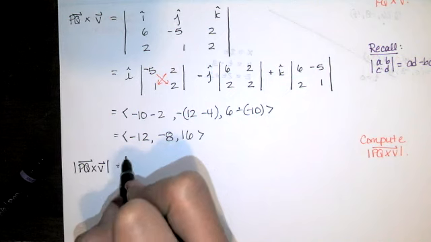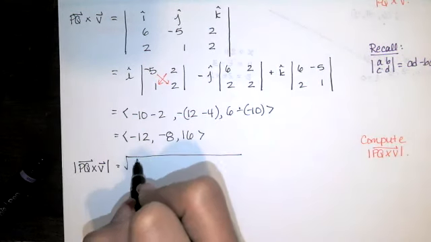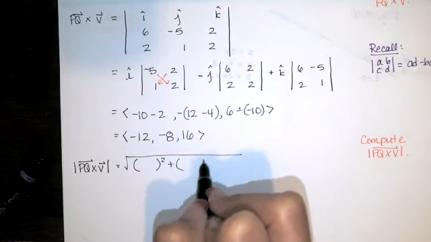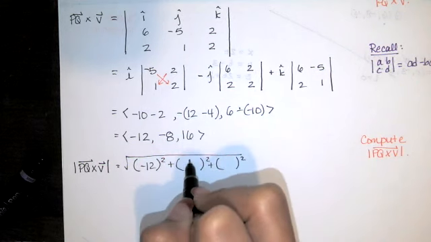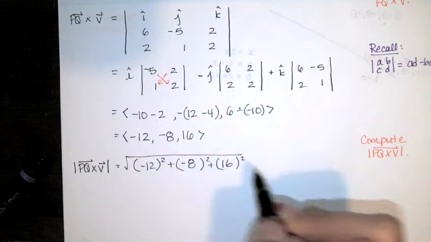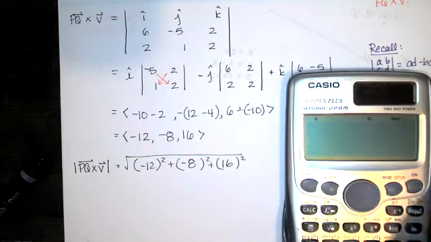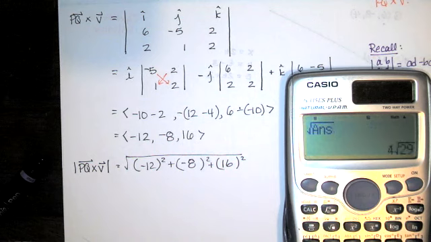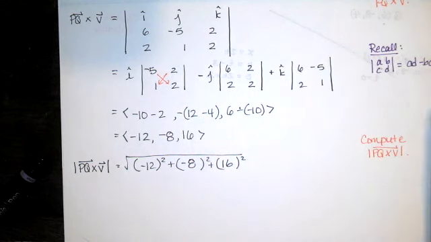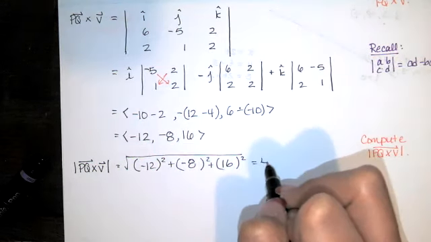If I want to find the magnitude of any vector, I take the components, I square them and I add them, and I take the square root. Easy breezy. Of 12 squared plus 8 squared plus 16 squared. Take the square root of your answer, and we get 4 times the square root of 29. And we'll just leave it as an exact answer for right now.